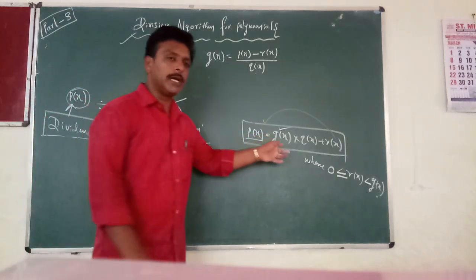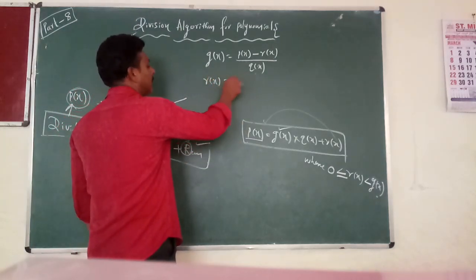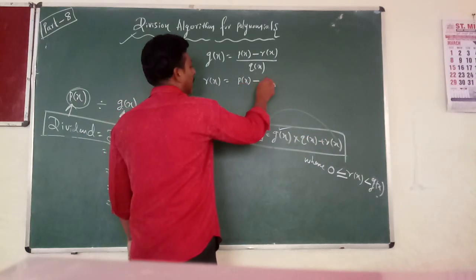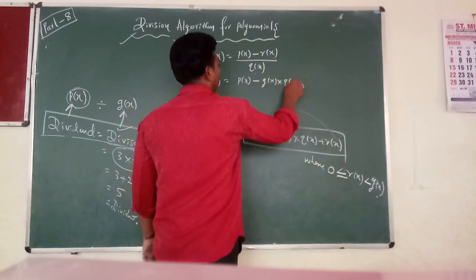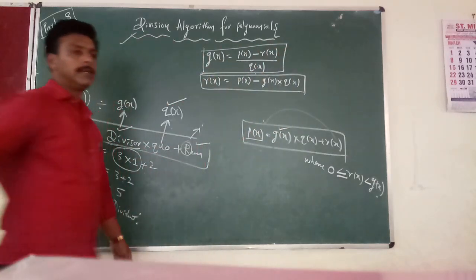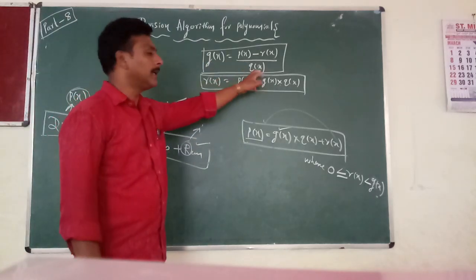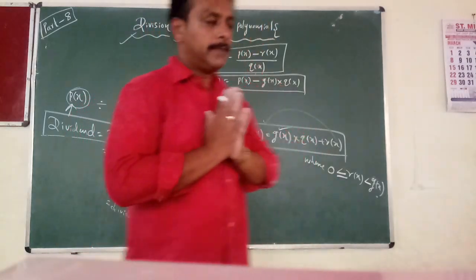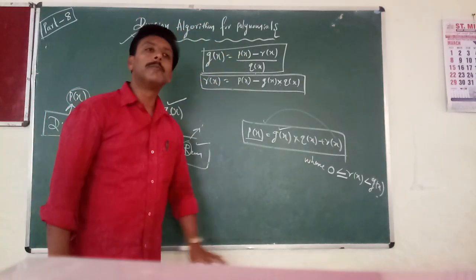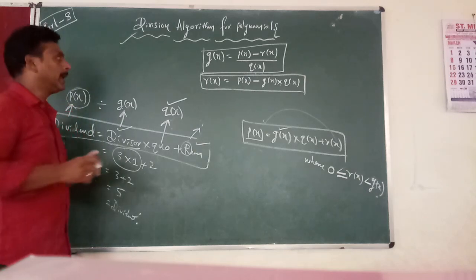If instead of g of x they are asking you to find r of x, then r of x is equal to, what do we have to do? This term has to be shifted here: p of x minus g of x times q of x. One gives us the remainder, the other gives us the divisor. Similarly, if they are asking you to find q of x, here q of x comes, here g of x comes. Okay, so this is a formula which is also called the division algorithm for polynomials.